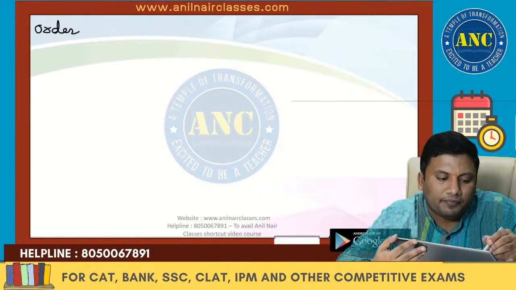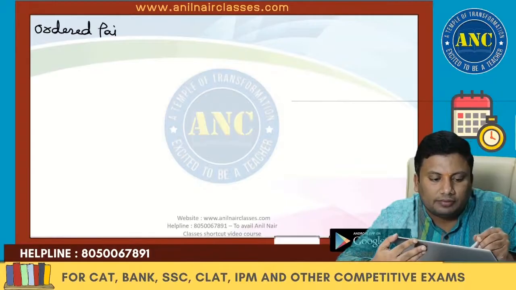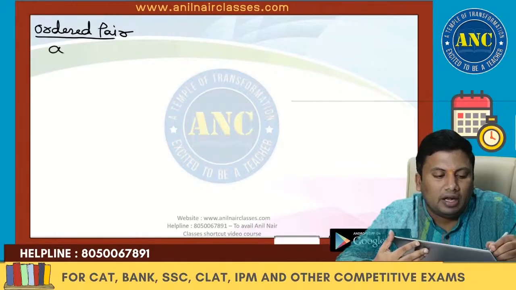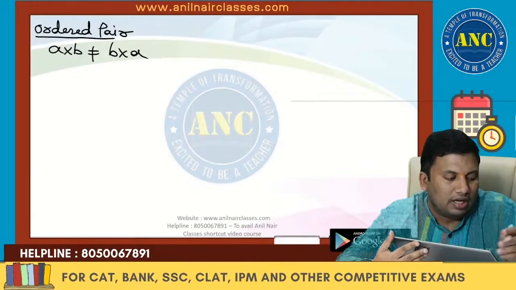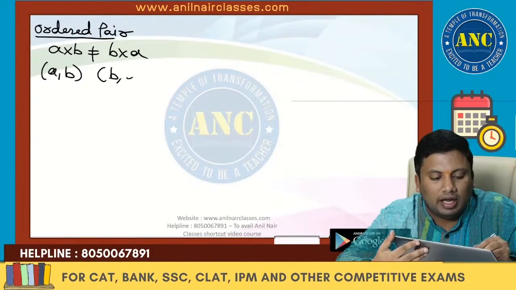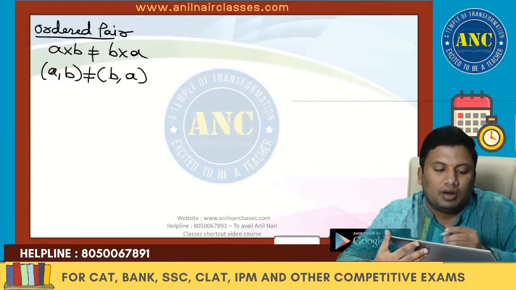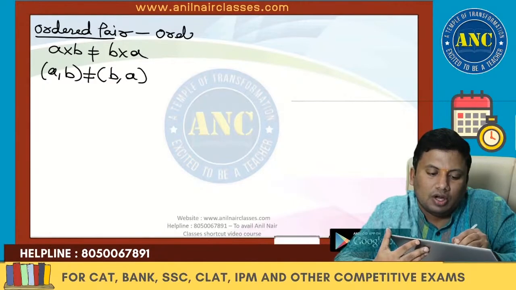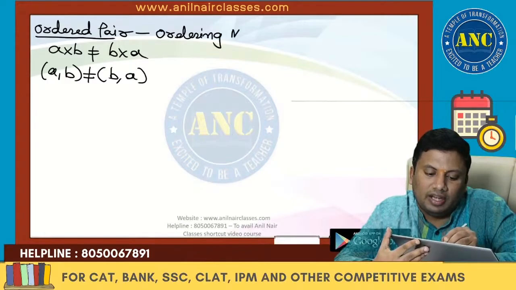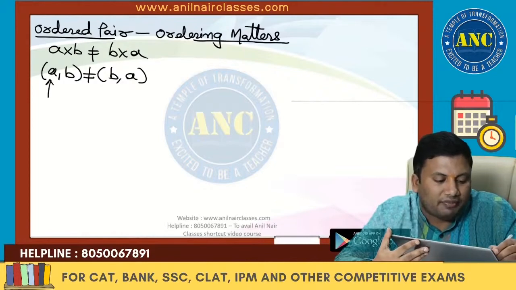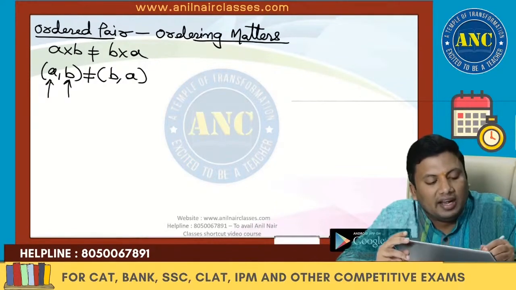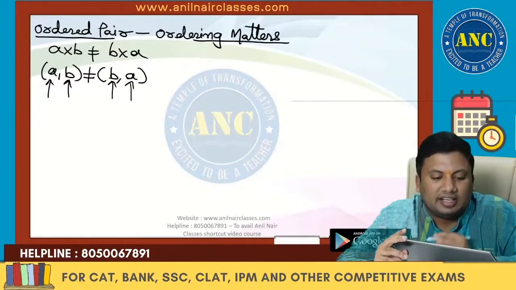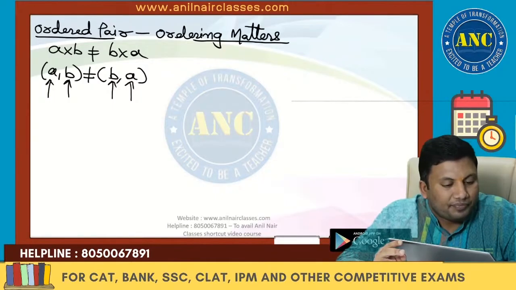Ordered pair. In an ordered pair, A into B is not equivalent to B into A. Or in other words, A comma B and B comma A are not equal. Or in simple language, ordering matters. The way that you write matters. In the first, A comma B, A is written first, then B is written. Here, B is written first, then A is written. Write: ordered pair.